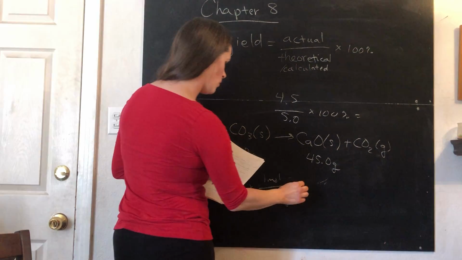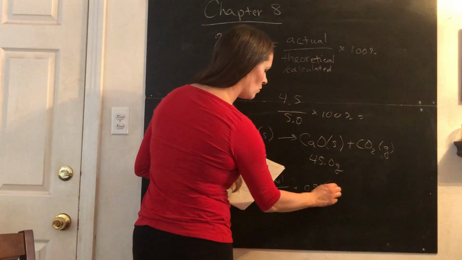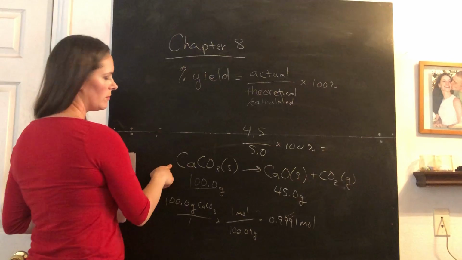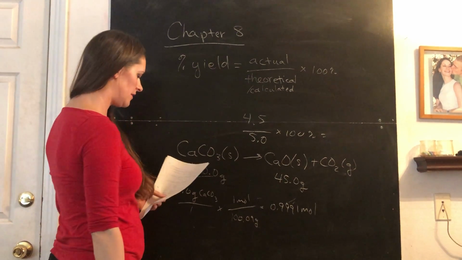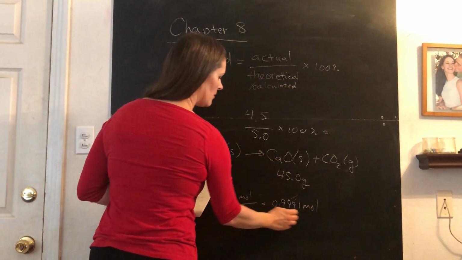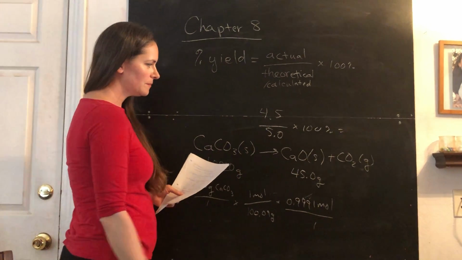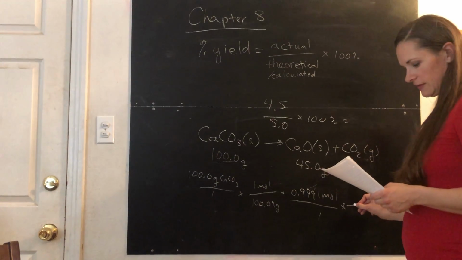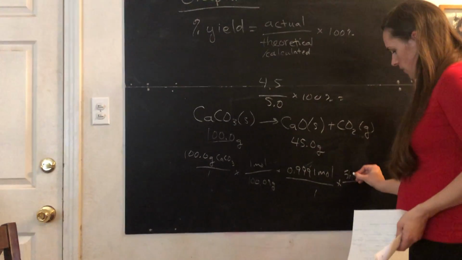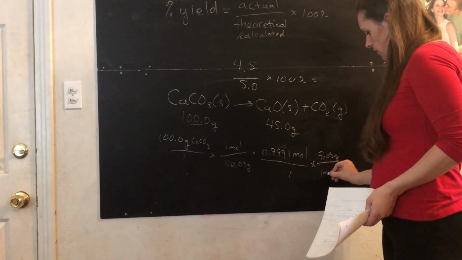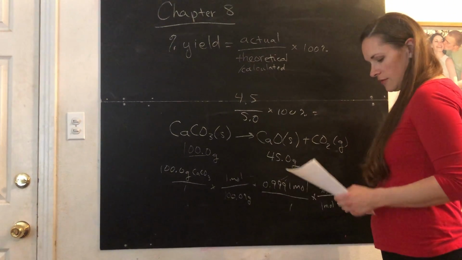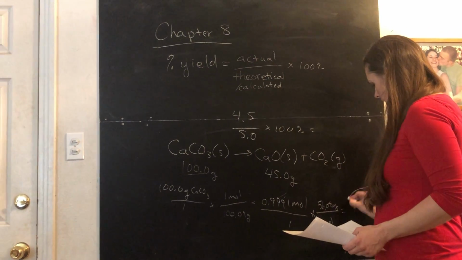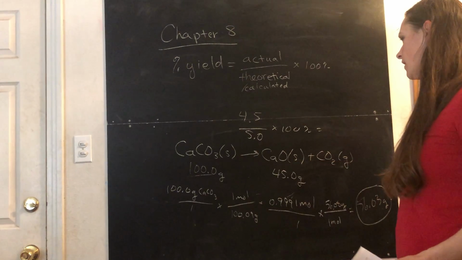So we have 0.9991 moles of calcium carbonate. Now it's a 1-to-1, 1 mole of calcium carbonate makes 1 mole of calcium oxide. So we have the same number of moles of calcium oxide. Now let's convert to grams. There are 56.08 grams per 1 mole of calcium oxide. So that is 56.03 grams that we expect to get of calcium oxide.